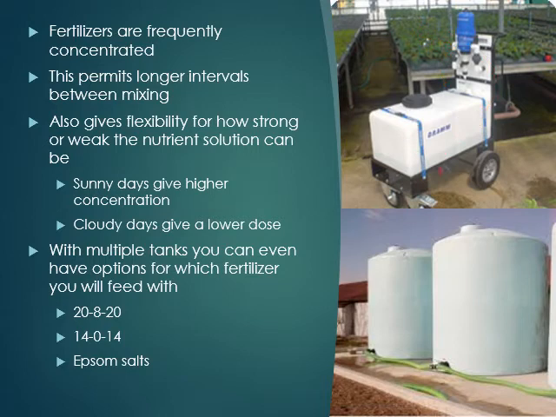Anyways, concentrated fertilizer allows us to use longer intervals between mixing. That's true. It gives us flexibility, which means we can adjust the injector if we want it stronger, say on a sunny day we want more feed, or on a cloudy day we may want a lower dose. It also allows us to have multiple tanks, right? So maybe we have 2 tanks in here, and one is 20-8-20 and the other is 15-5-15 or 14-0-14. Or for example, like last week I talked about rotating fertilizers to make sure we have constant proper feed. So we might have a tank for 20-8-20 and then 14-0-14 and then Epsom salts.